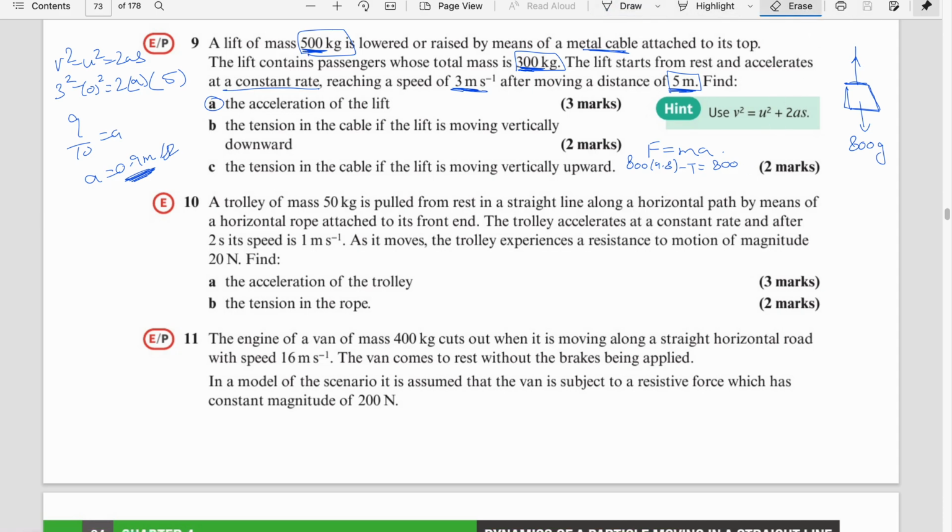Let me just confirm this. Okay, the acceleration is 0.9. Only unknown is now t. So we solve for t. On right hand side, 800 into 0.9 is 720. On left side, 800 into 9.8 is 7840, minus t. So we rearrange, we take t on the other side, and 7840 minus 720 is 7120 newtons. That is the tension.